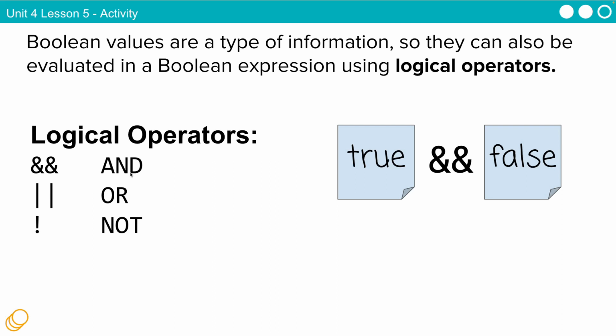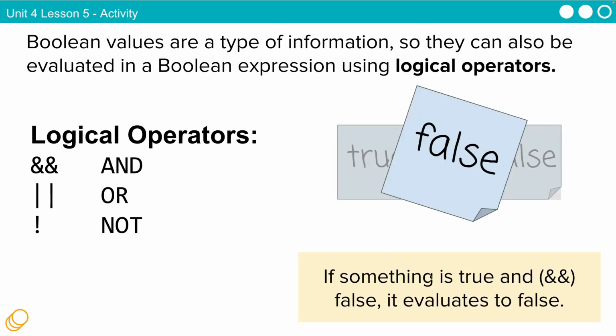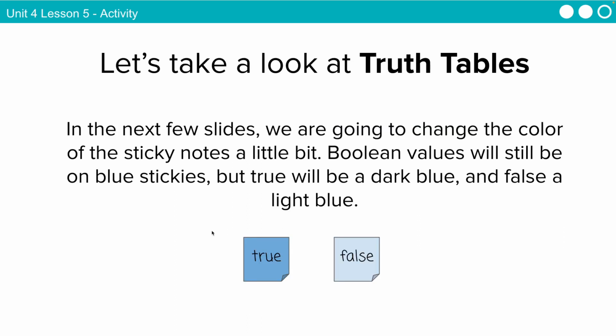So these are what are called logical operators. The two ampersands is and, the two pipes is or, and the bang operator is not. So when we have a logical operator, this would render out as false because this value, whatever it is, rendered as true, and this value, whatever it is, rendered as false. If something is true and false, it evaluates to false.